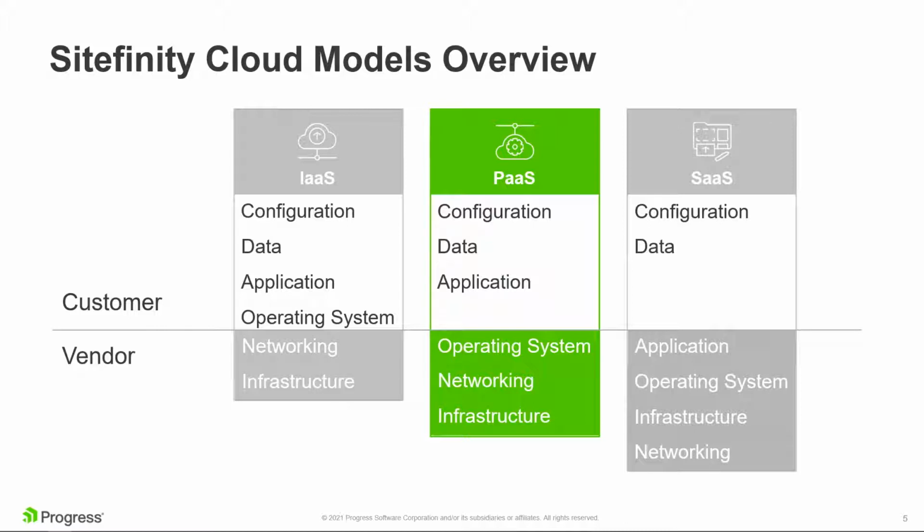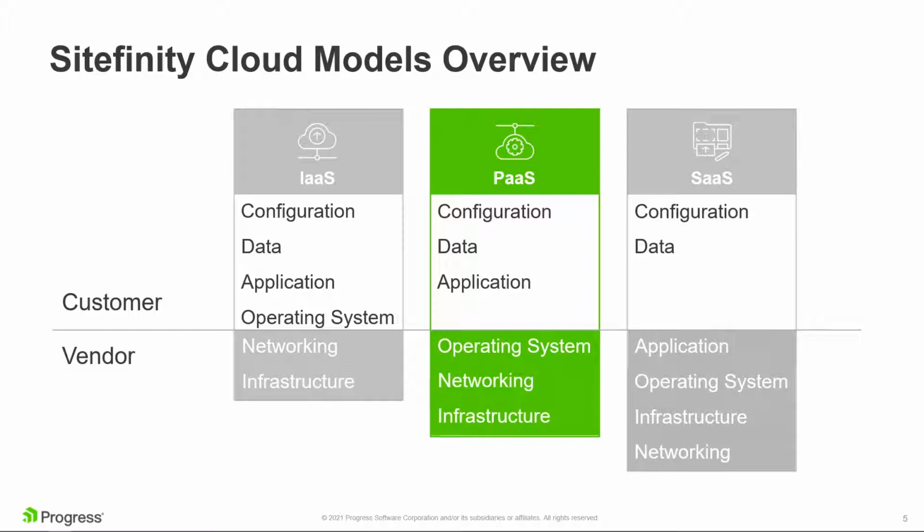Here's a general overview of our Sitefinity Cloud model. There are three main cloud models that we like to compare to: infrastructure as a service, platform as a service, software as a service. The main difference between the three models is what's the responsibility of the customer and what's the responsibility of the vendor. I'll elaborate a little bit more about the difference between platform as a service and software as a service.